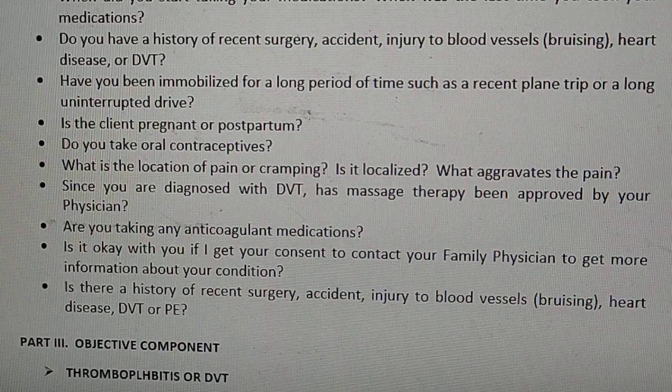Okay, anti blood clotting, blood clot medications. Okay, is it okay with you if I get your consent to contact your family physician to get more information about your condition? It's very important to ask permission from the client. Okay, you have to ask this question. Is there a history of recent surgery, accident, injury to blood vessels, wheezing, or the pain of the disease, DVT or PE?